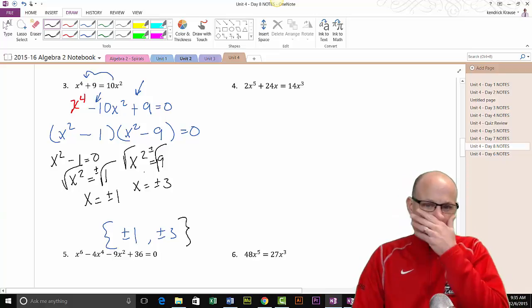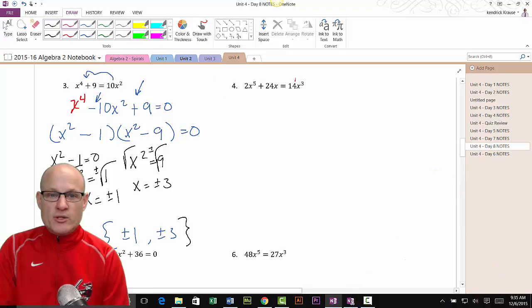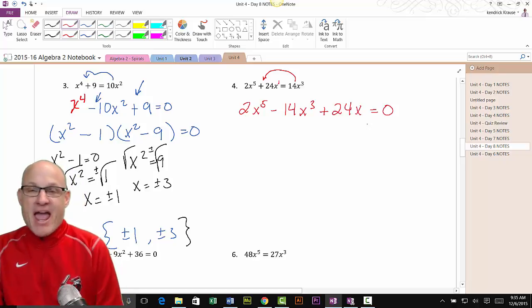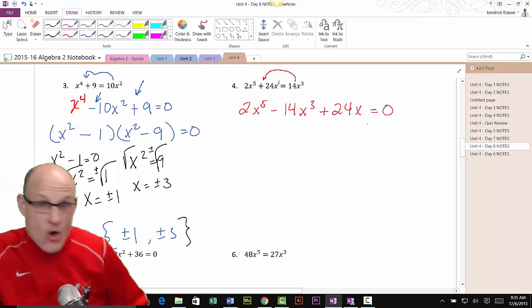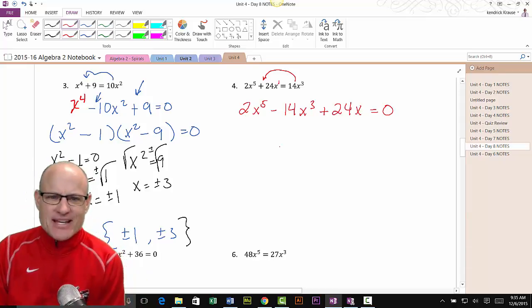I'm okay. Okay, what we're going to do is we're going to bring this thing over. Now, this is a cube. It's not bigger than a 5, but it is bigger than this 1 here, so it goes in the middle. So 2x to the 5th minus 14x cubed plus 24x equals 0. Now, as you're going through this day, don't forget all the other stuff I taught you. You still have to take out the GCF. In this case, the GCF is 2x.